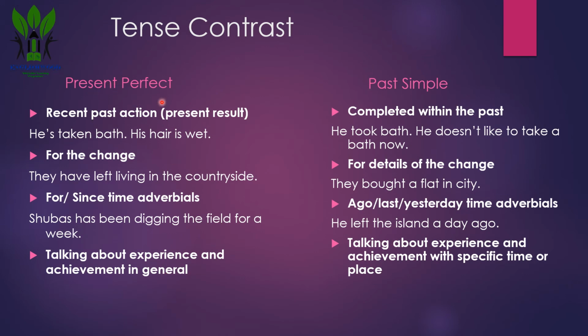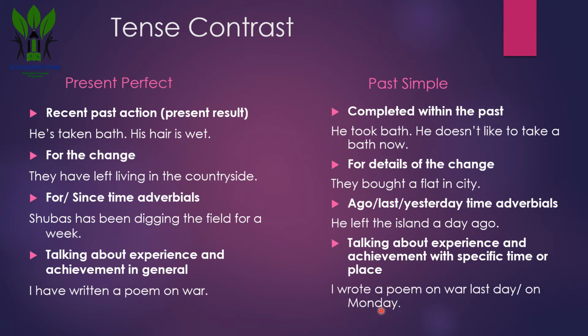No specific time and place, we use the present perfect tense. For example, I have written a poem on war. I have written a poem on war in general, but I wrote a poem on war last day. I wrote a poem on war on Monday. When we are talking about a specific time period, we use the simple past tense. That means you can't say "I have written a poem on war last Monday." It's obviously a wrong use of the time adverbials.